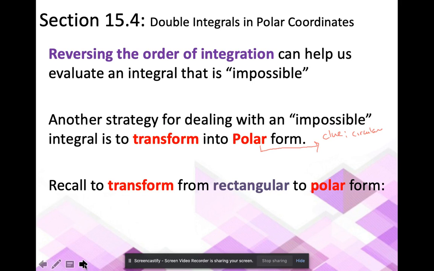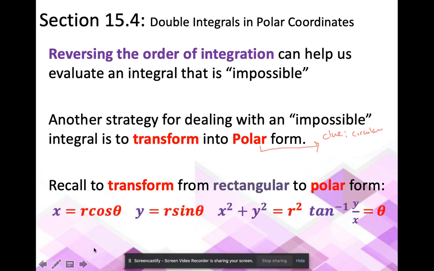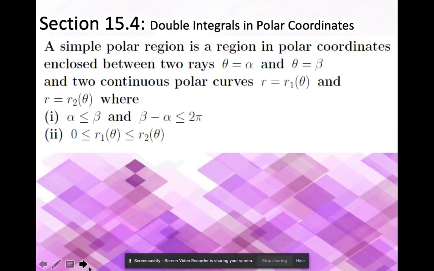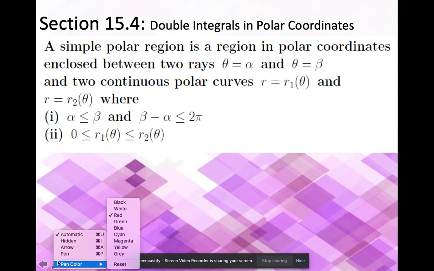From pre-cal and then again in calculus when you did polars, you recalled how to transform from rectangular to polar, right? A rectangular x is the same as r cosine theta. A rectangular y is the same as r sine theta. And of course, my circle centered at the origin, x squared plus y squared is equal to r squared. Theta is just the inverse tangent of y over x. Right? So I have some formulas to go back and forth between rectangular and polar.